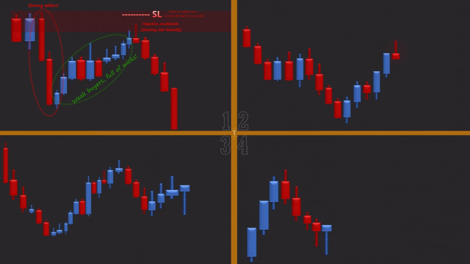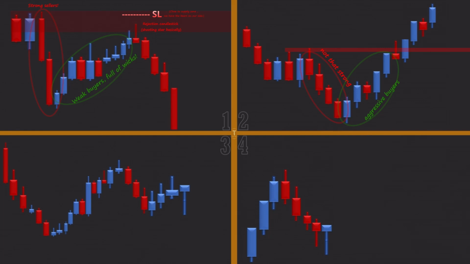In the second example, we also have a bearish rejection candlestick. So will it work? The answer is no. First of all, sellers don't look that strong, and even though we are at a resistance area, buyers came in too aggressive. So we can't trust this candlestick. And after that, the price unfolds on the bullish side.